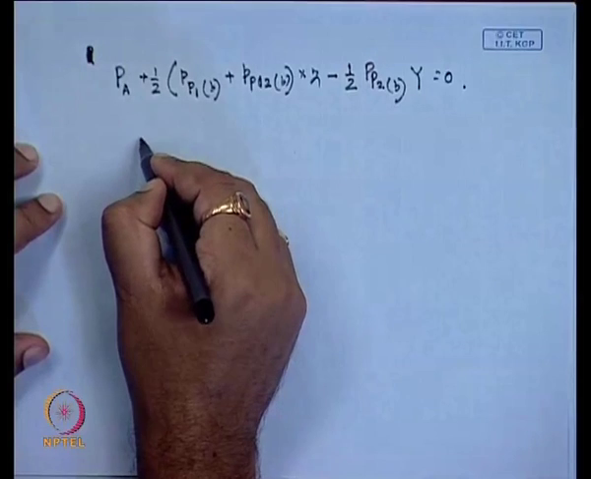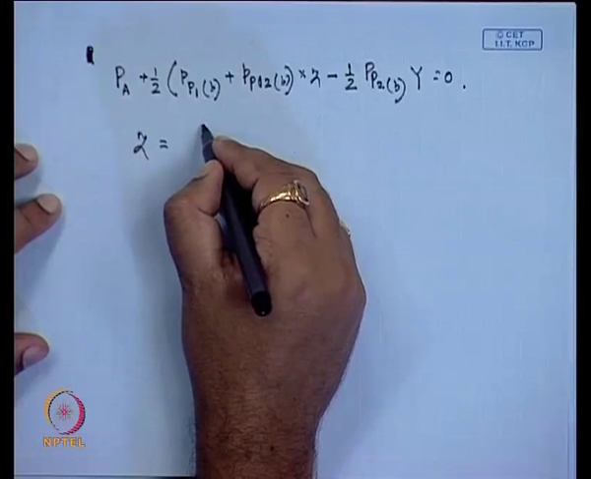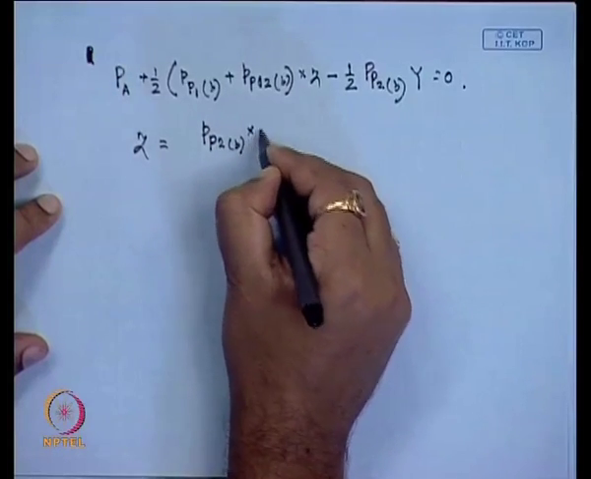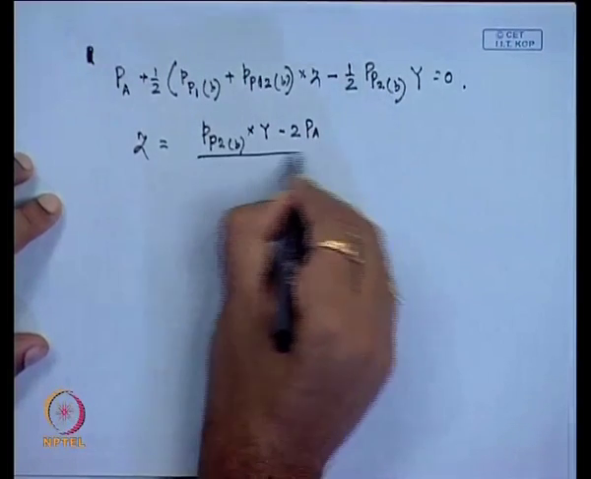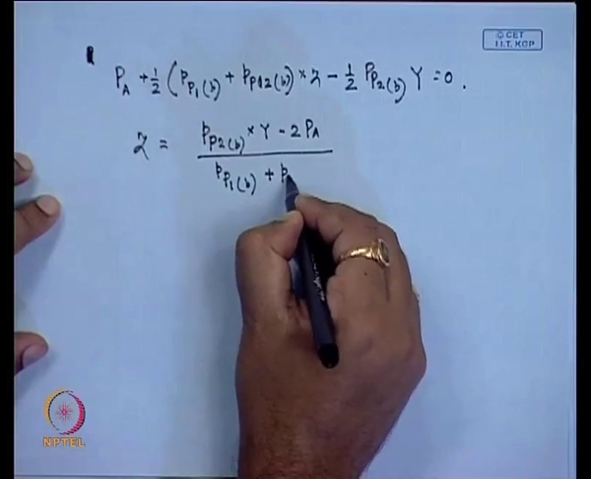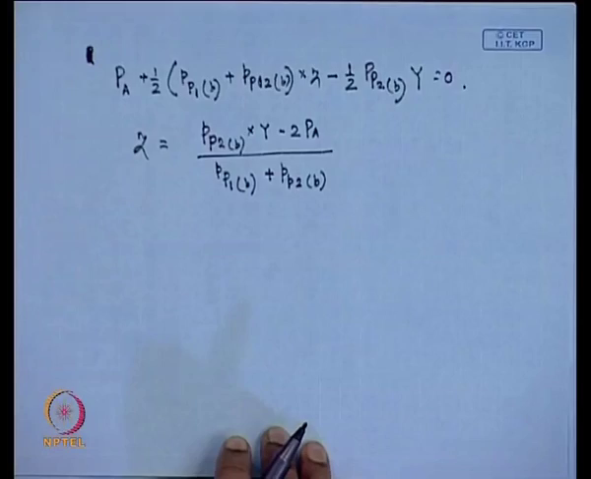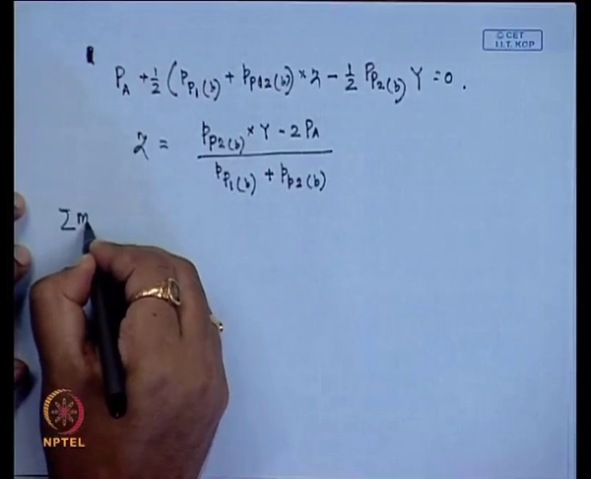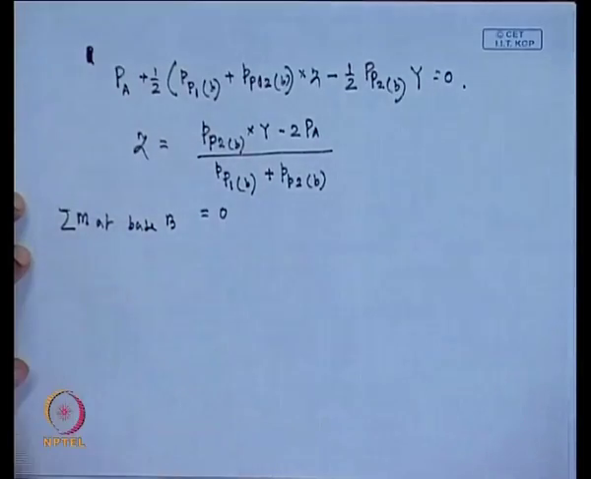So, now from this expression we can write Z will be P P 2 B into y minus 2 P A, divided by P P 1 B plus P P 2 B. So, from this expression we can also calculate the Z. Now, we will take the moment at base capital B, that is also equal to 0.